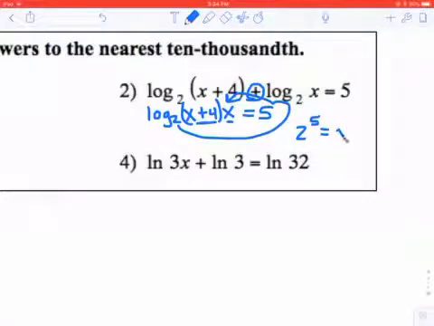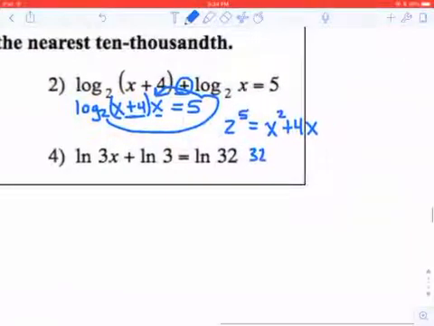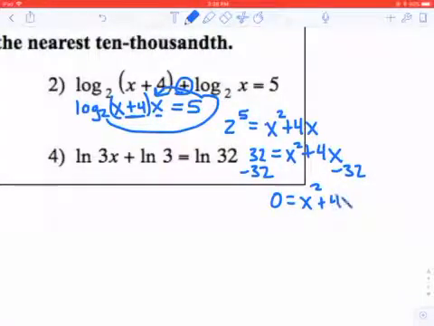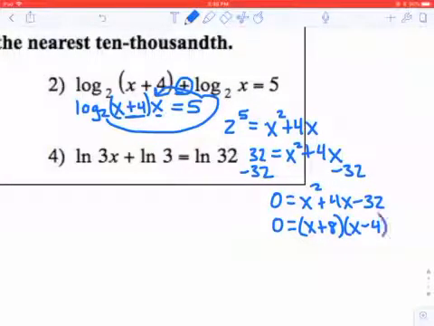So I'm going to go ahead and distribute and get x squared plus 4x. So then we get 32 equals x squared plus 4x. And we need to move the 32 over so we can try to solve it. So 0 equals x squared plus 4x minus 32. And then we can factor it into x plus 8, x minus 4. So we end up with x equals negative 8 and x equals 4.